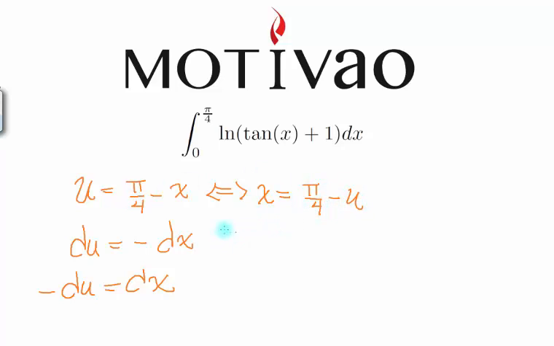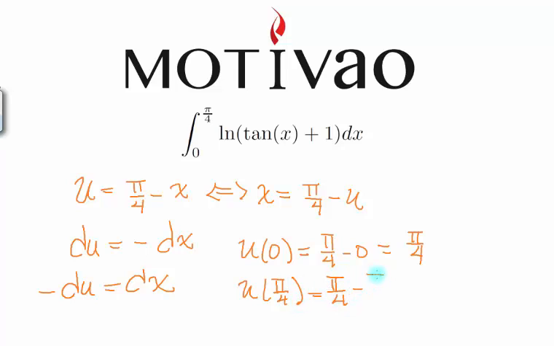Now, when we substitute the limits of integration, what happens with them? Well, u of 0 becomes pi over 4 minus 0, which is pi over 4. And u of pi over 4 becomes pi over 4 minus pi over 4 equals 0. And that's precisely why I put the limits of integration first minus the variable, because I want to interchange them when I do this substitution.